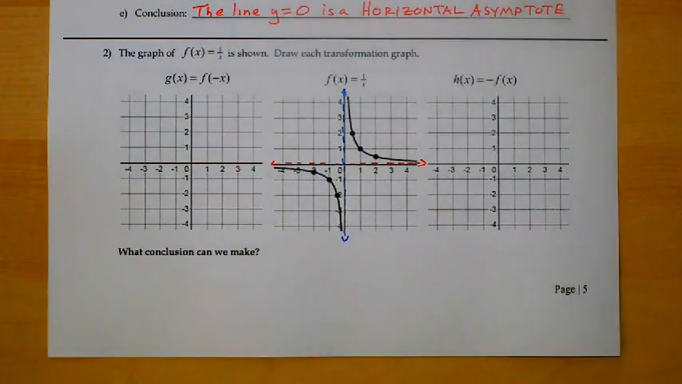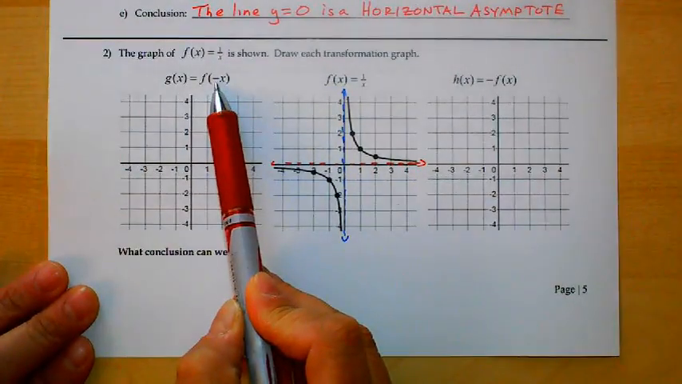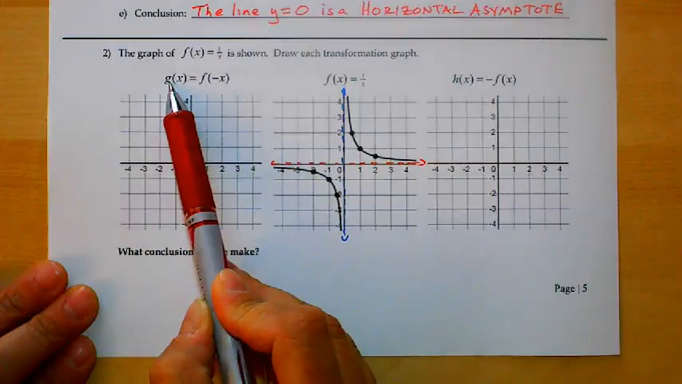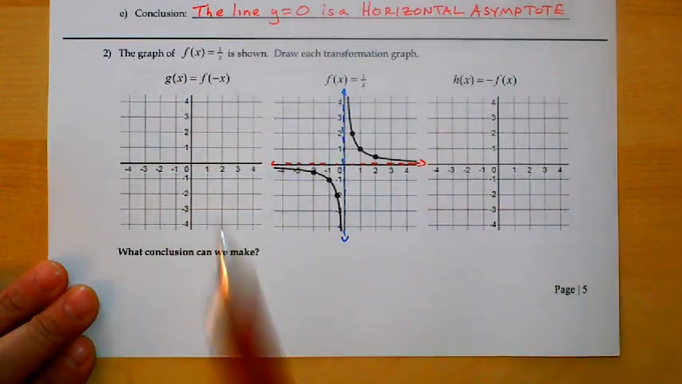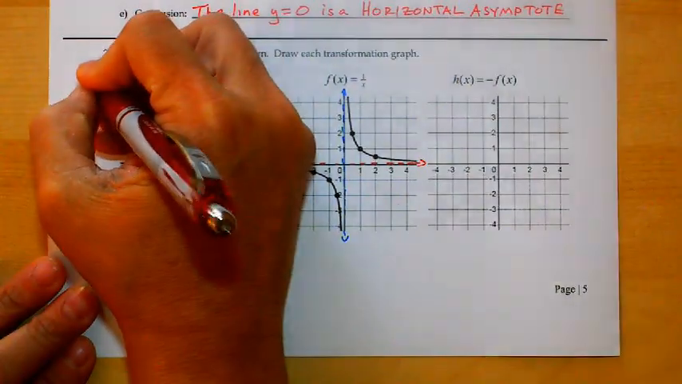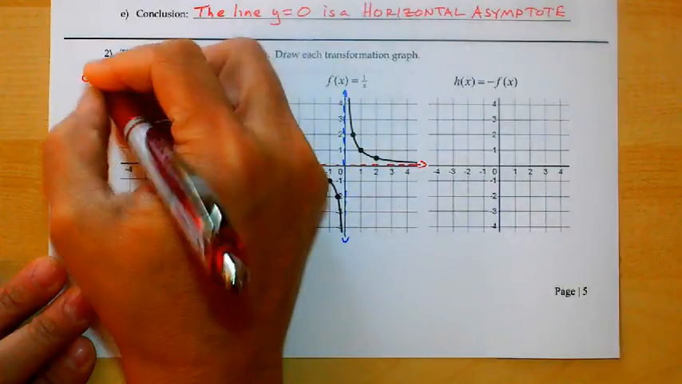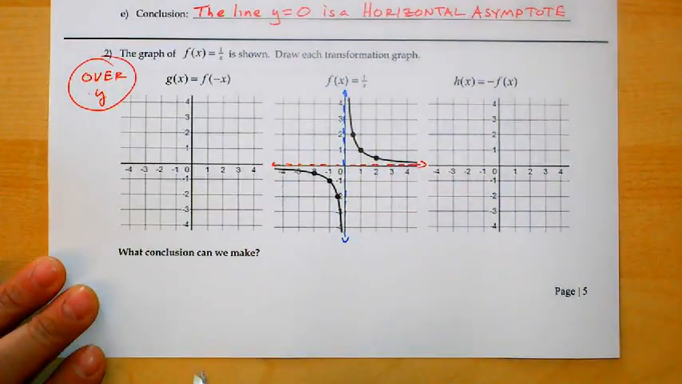Let's try to make 2 different transformations of this function. Let's refer back to our old transformation rules, and I'm going to put a new function, g of x equals f of -x. We know this is going to reflect our graph over the y-axis. So let's take a look at what that will do here.